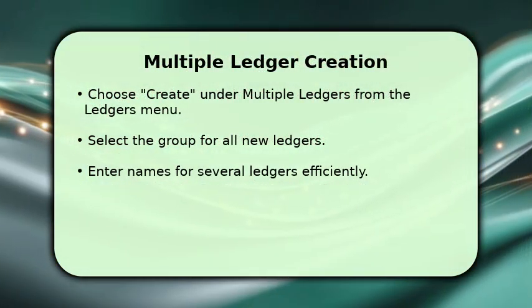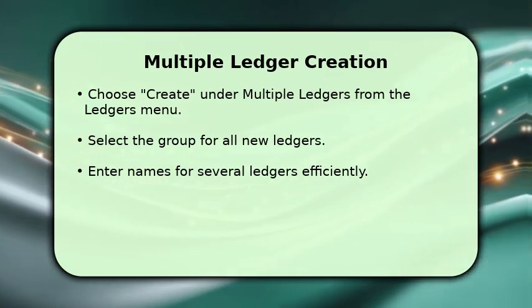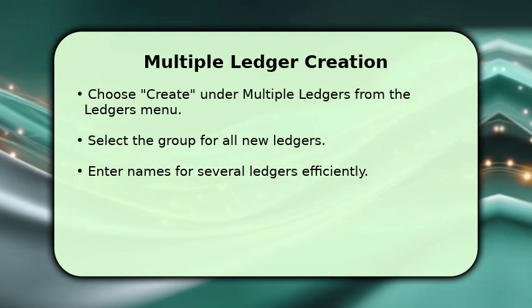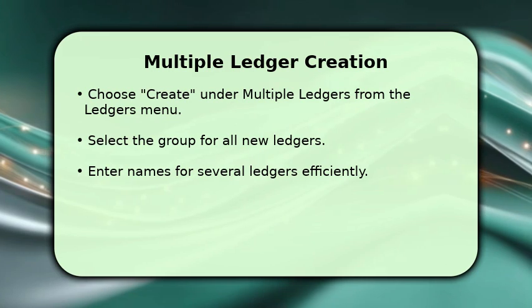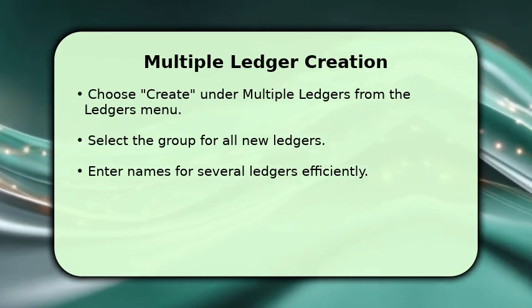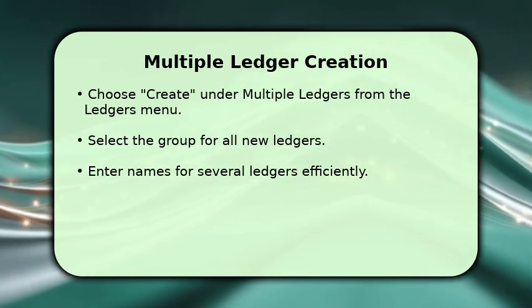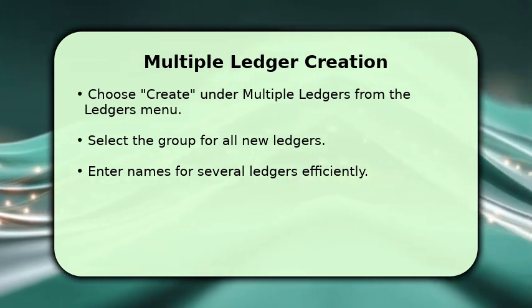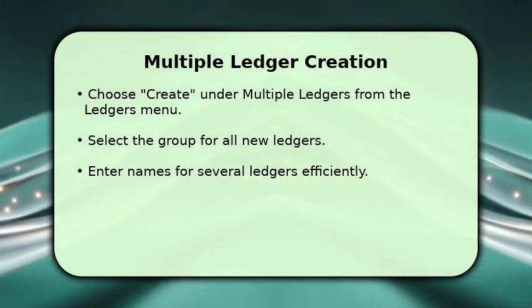For creating multiple ledgers simultaneously, select Create under the Multiple Ledgers option within the Ledgers menu. This method is highly efficient when you need to set up several ledgers that fall under the same group. You will first choose the common group, then proceed to enter the names for all your new ledgers one after another. Remember to assign individual opening balances for each as required.